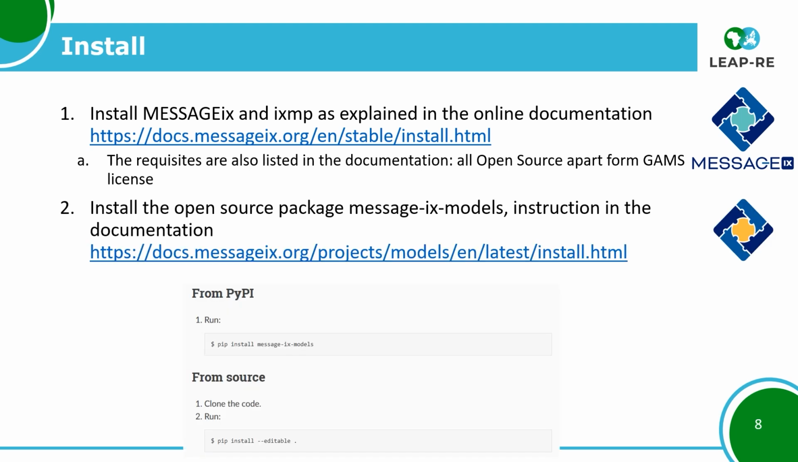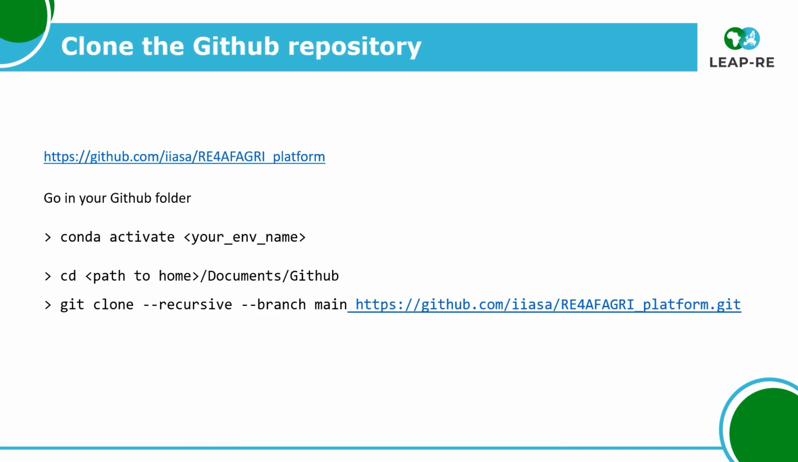These are also links to the installation of MESSAGEix and to the installation of the MESSAGEix models, which does not contain the modeling framework, but in particular contains a framework to work on data related to MESSAGEix. But this is also being covered in the hands-on session, but links are available here. Finally, once MESSAGEix is installed and all the requirements are met, you can open the RE4AFAGRi repository and download the material, and there is where Git is going to be necessary, as it's going to show it next.